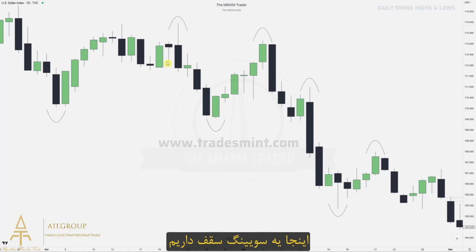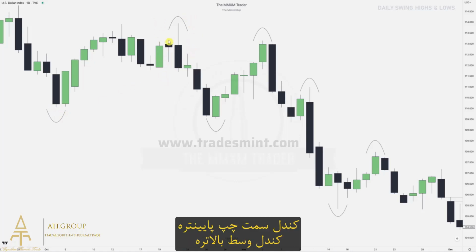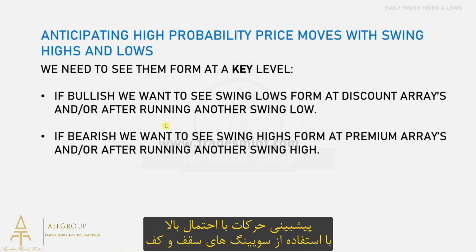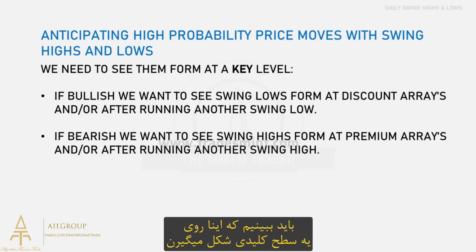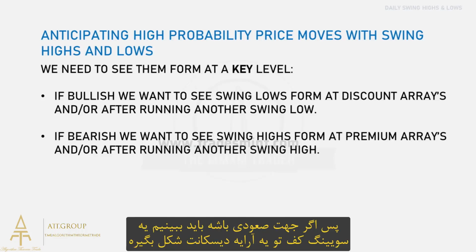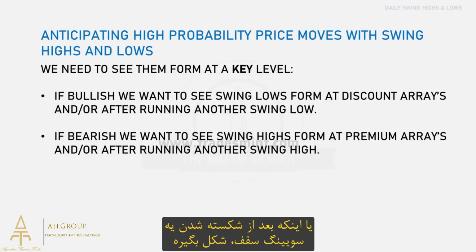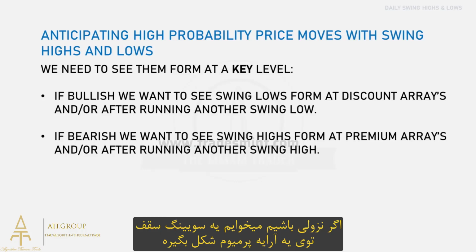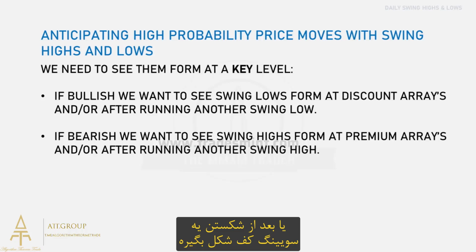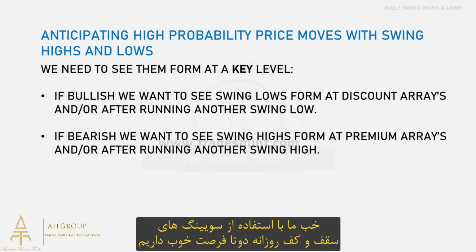So over here, we've got a swing high. One candle to the left is lower, one in the middle is higher, and to the right of it, it is lower. So anticipating high probability price moves with swing highs and lows, we need to see them form at a key level. If we are bullish, we want to see a swing low form at a discount array and/or after running another swing low, and if we are bearish, we want to see a swing high form at a premium array and/or after running another swing high.